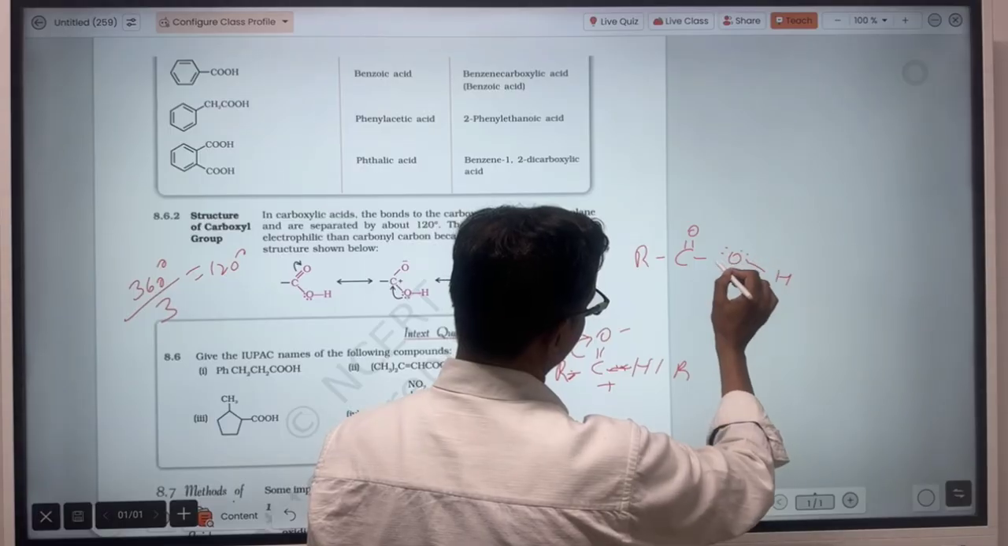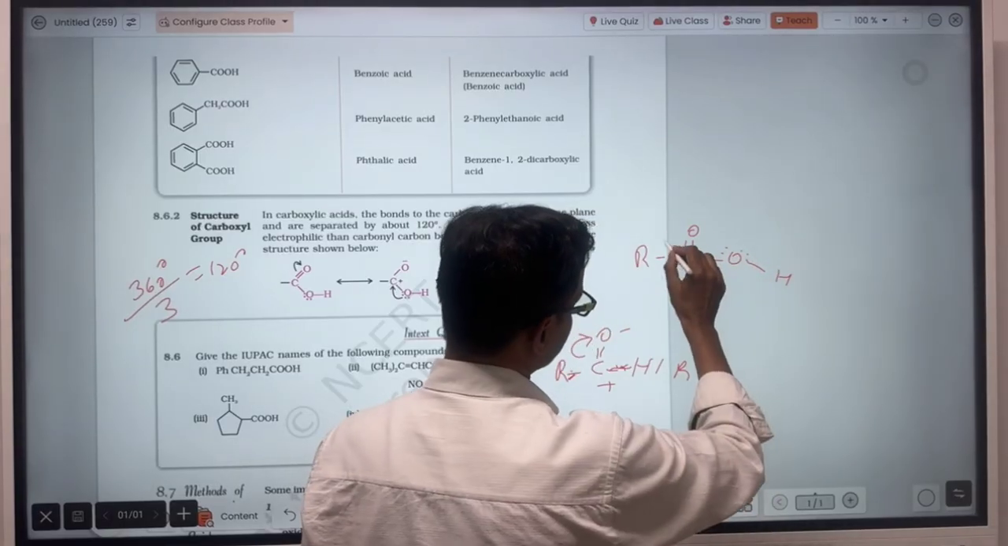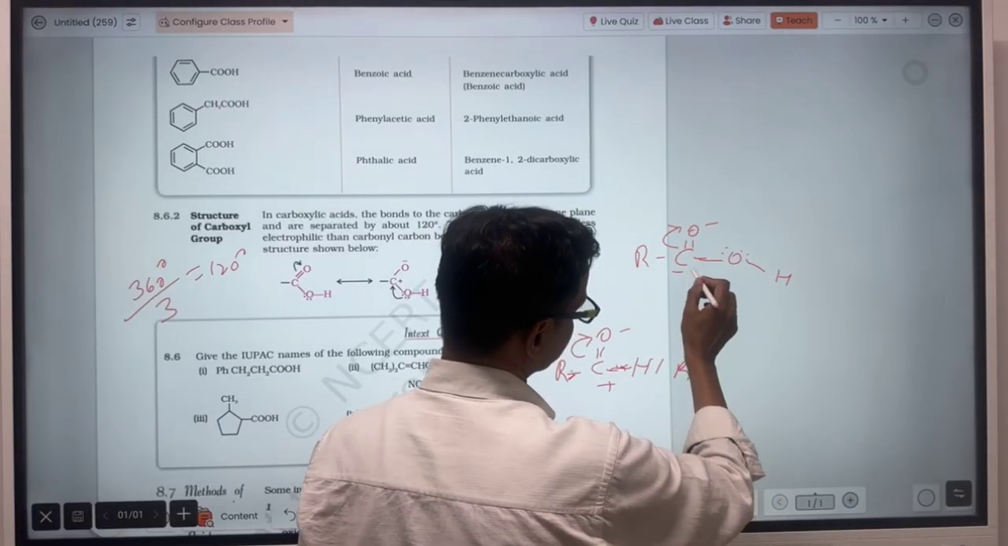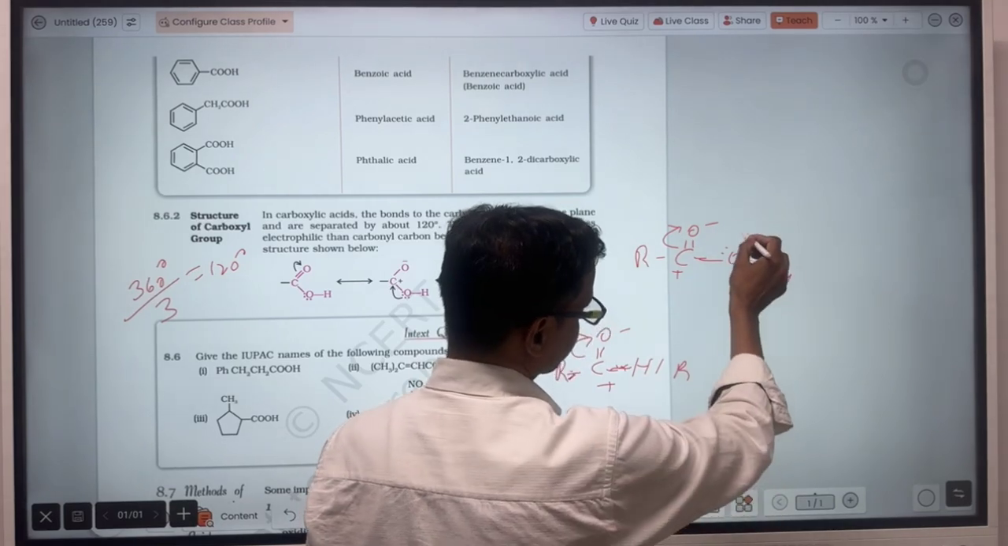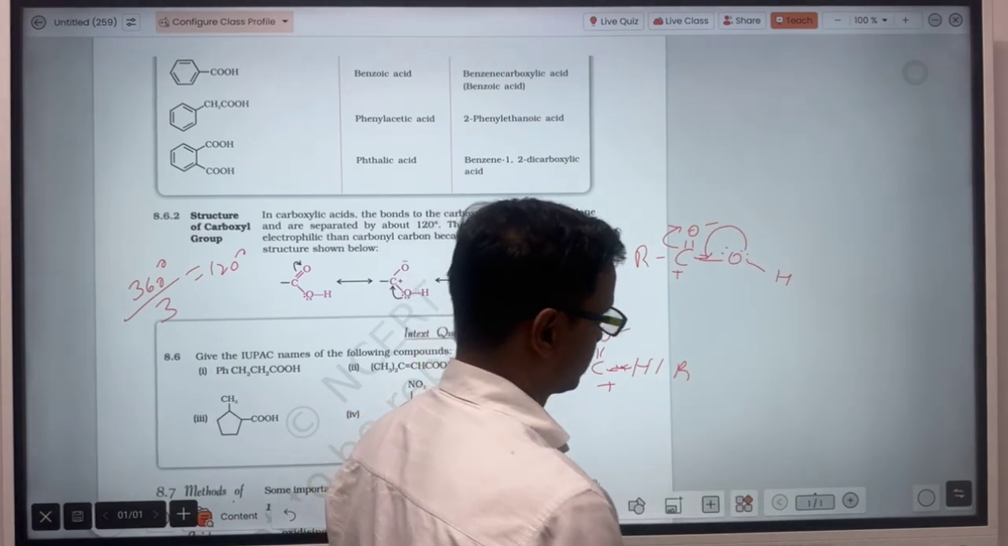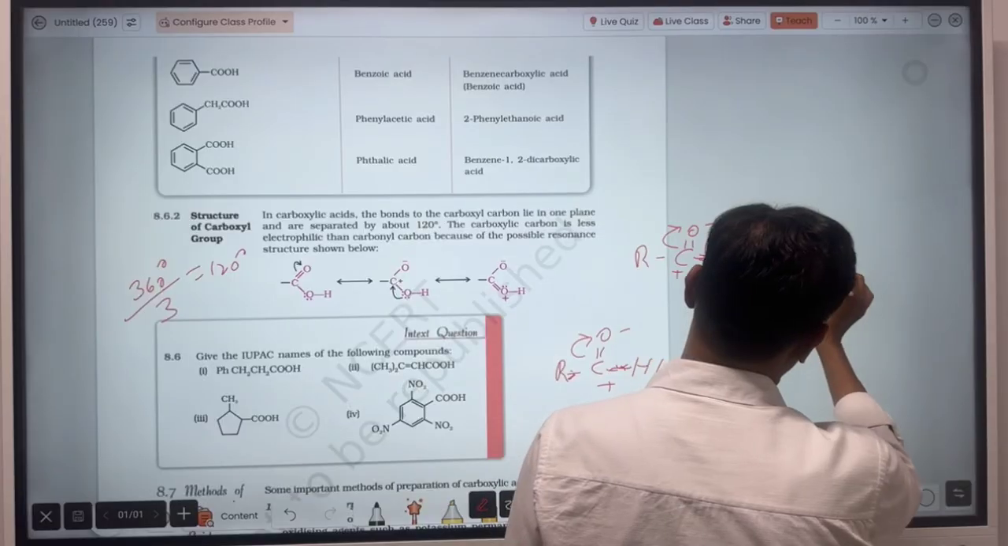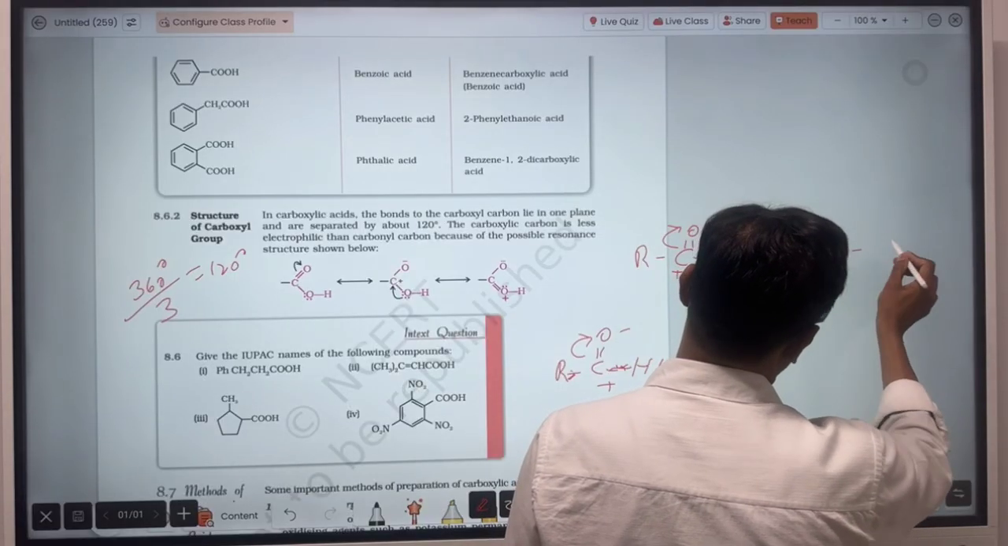There are 2 lone pairs of electrons on the oxygen atom. So this oxygen will attack the pi electrons, giving a negative charge here and a positive charge here. And this lone pair of electrons will come here for the double bond formation. So when this lone pair comes here for double bond formation, that will happen.